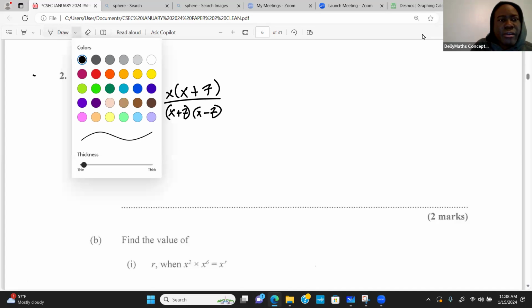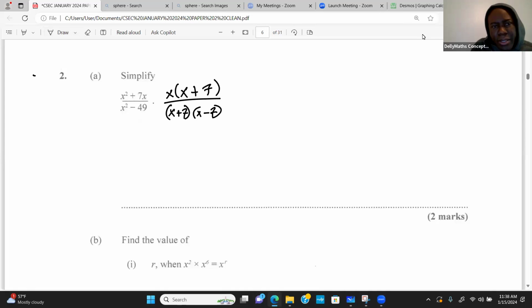As you can see here, the x plus 7 can be canceled. So what we're left with is basically x over x minus 7. And that is our answer for that.